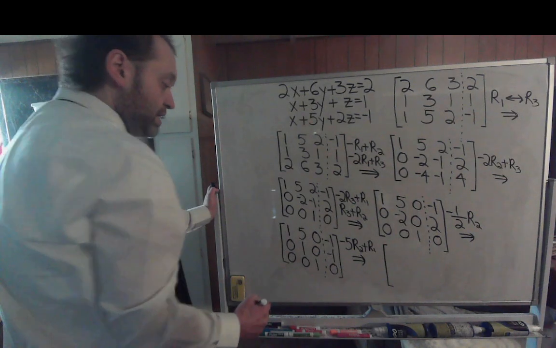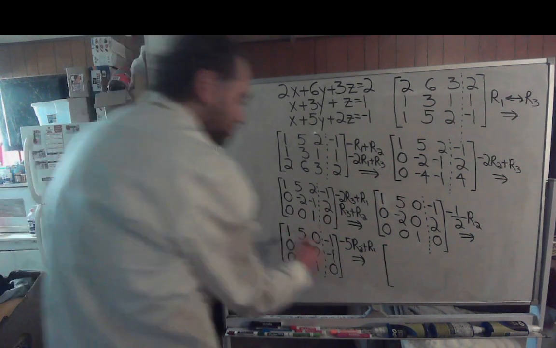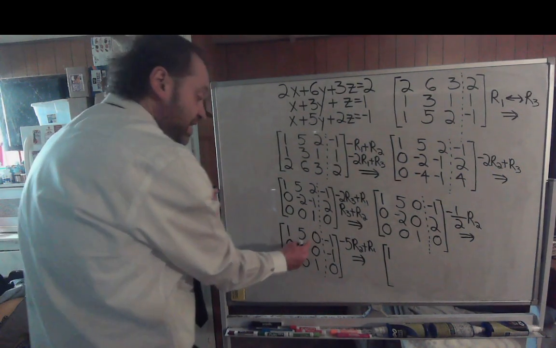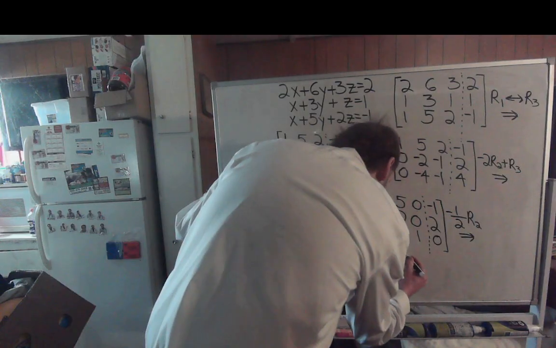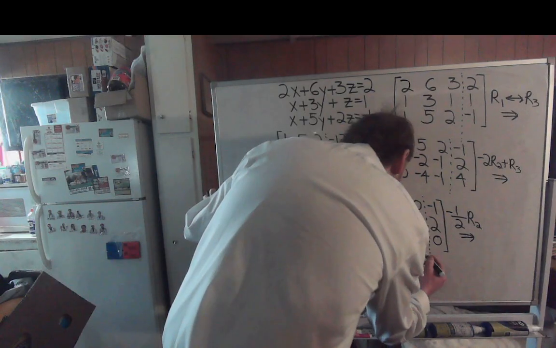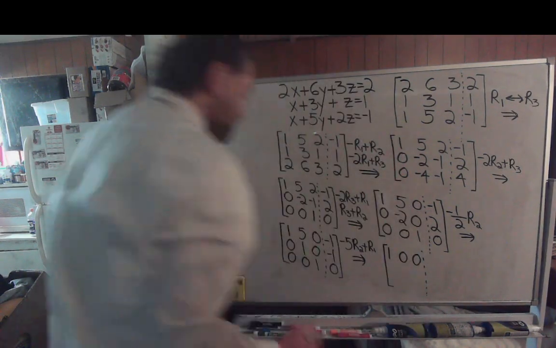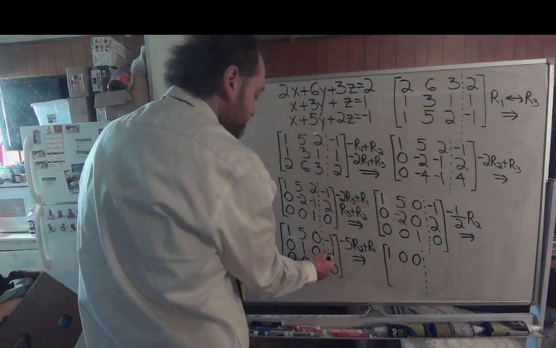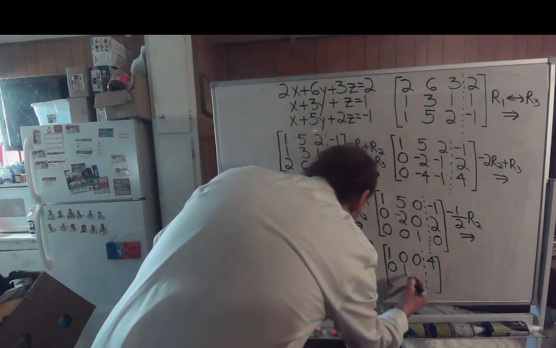So -5 times 0 is 0, plus 1 is still 1. -5 times 1 is -5, plus 5 is 0. Let's see, we still have 0 plus 0, which is 0. Alright now, so -5 times -1 is +5, minus 1 is 4. And then you still have rows 2 and 3, which stayed the same.